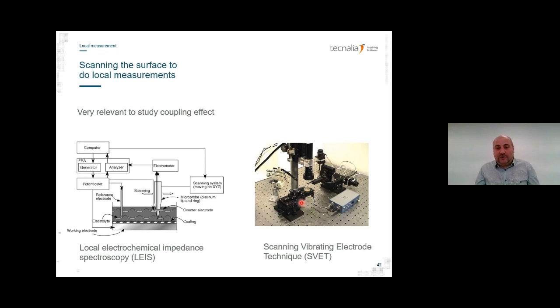Both techniques have their advantages and their inconveniences. With LEIS, we don't agitate the electrolyte so much, but the measurement is quite delicate to do, and the analysis is quite tricky afterwards. In the case of the scanning vibrating electrode, the vibration of the electrode agitates the medium a little bit and biases the measurements, but it gives a lot of other information. We identify very quickly the cathodic and anodic areas because we can see the sign of the current, and the integration of the current can be quite accurate. So that is also a very interesting technique.